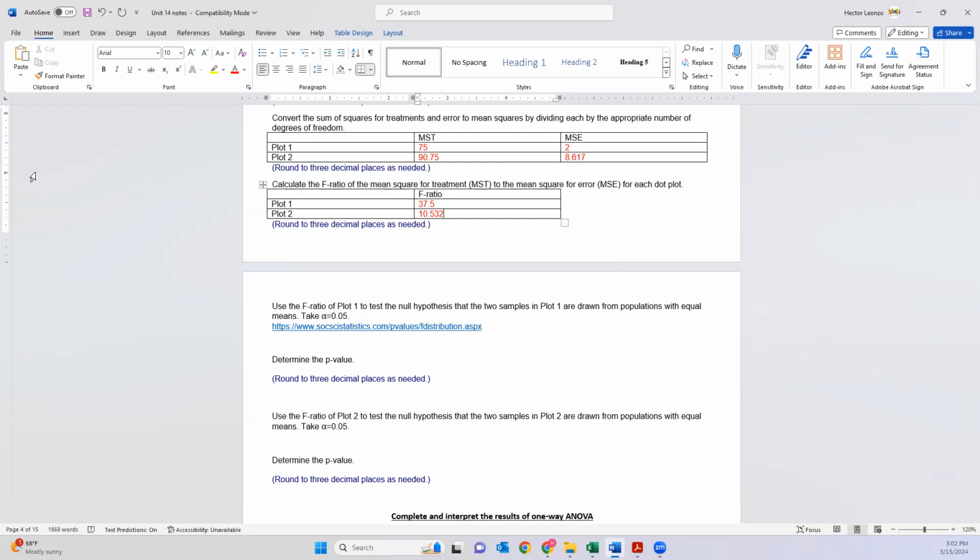Now I have to come up with a null hypothesis and alternate hypothesis. So let me draw here my null hypothesis and my alternate hypothesis. Here it says use the F ratio for plot 1 to test the null hypothesis that the two samples in plot 1 are drawn from populations with equal means. So the null hypothesis is that the mean of 1 is equal to the mean of 2.